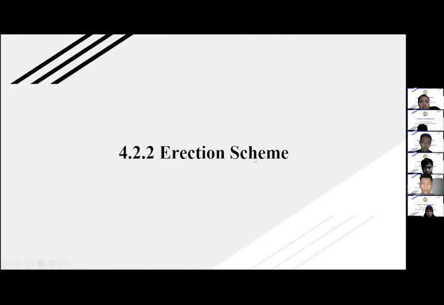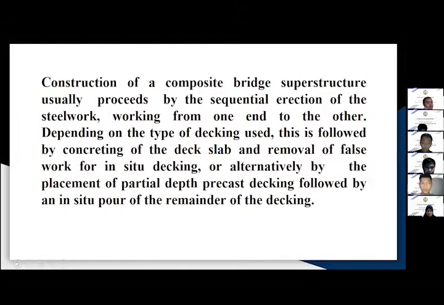Next. Next, erection scheme. Construction of a composite bridge superstructure is usually processed by the sequential erection of the steelwork, working from one end to the other, depending on the type of jacking used.